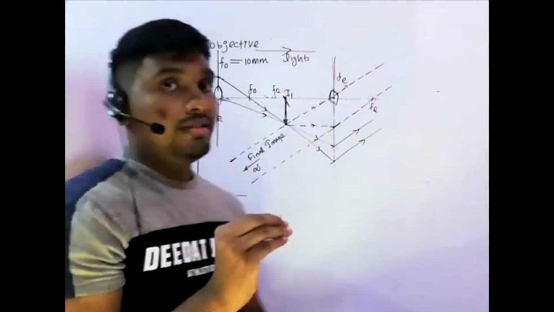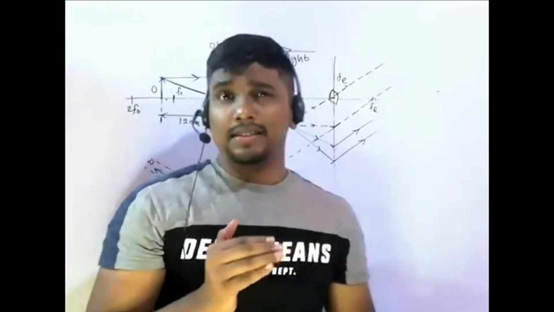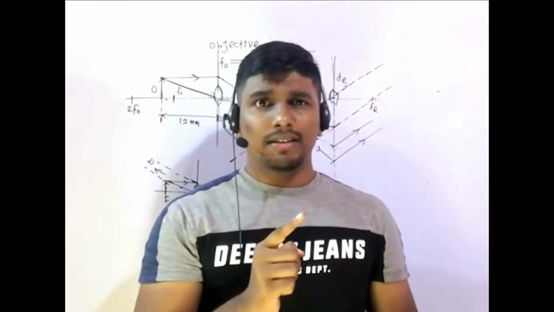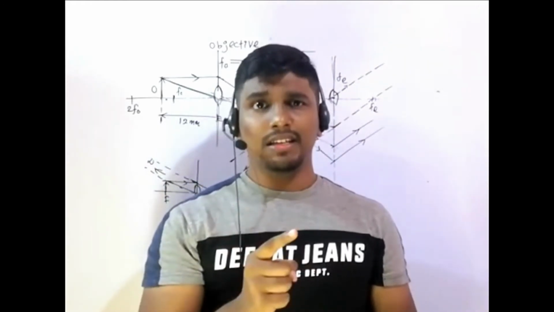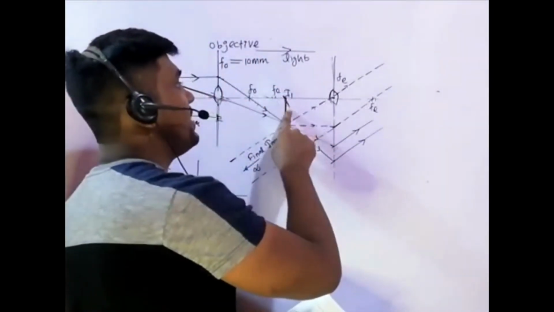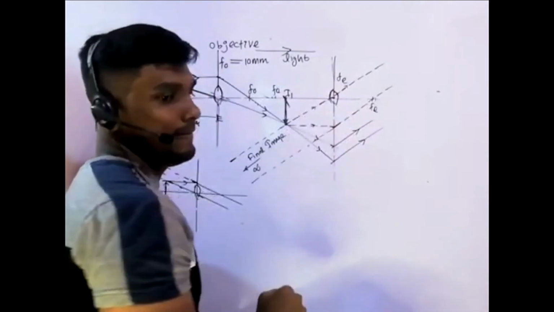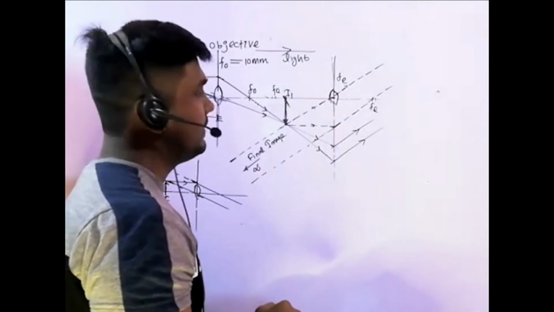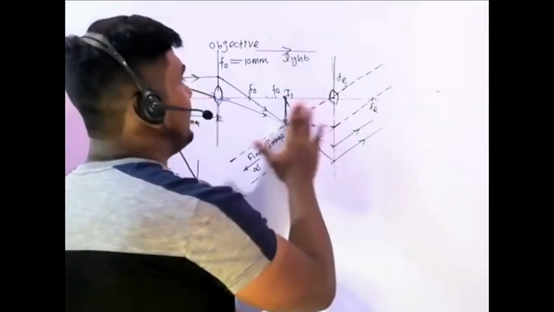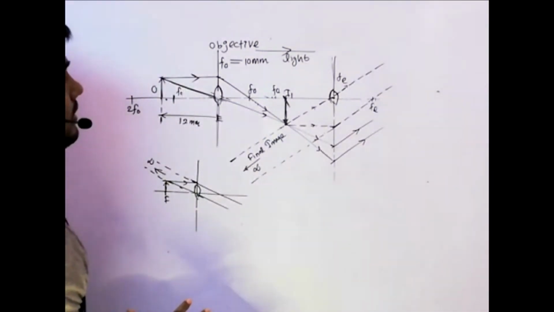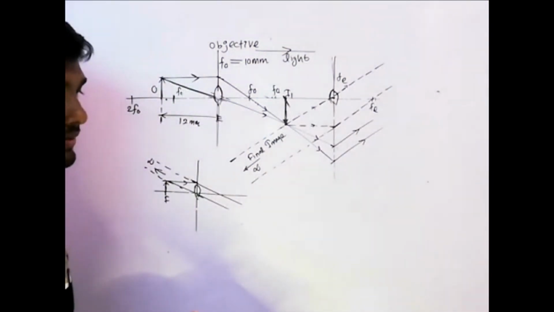Now they clearly mentioned that the microscope is working under non-normal adjustment. Therefore, the final image should be at infinity. In order to maintain an image at infinity, definitely this image should be at the focal point of this lens. See how many logics are there. If you understand these things, there is nothing left to do in this question. I hope you understand.